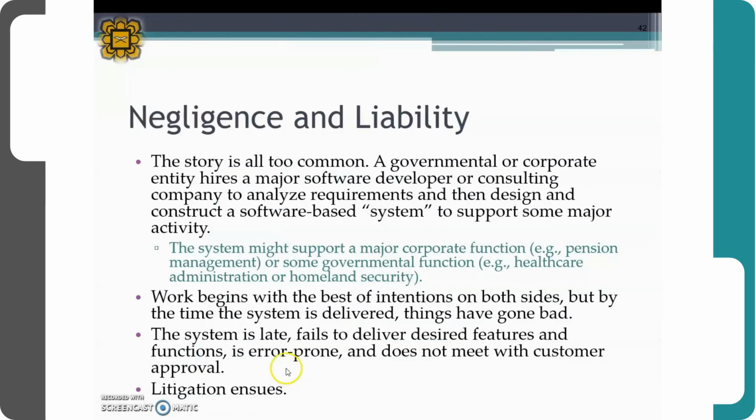So, negligence and liability. Whatever we want to achieve, we want to make sure that we have the best of intentions on both sides, the developers and the customers. If the system is late, fails to deliver desired features and functions, is error prone, or does not meet customer approval, these are all potential litigation issues.